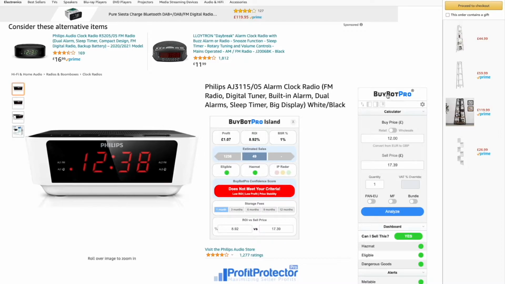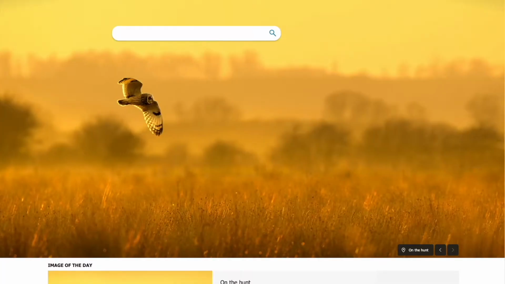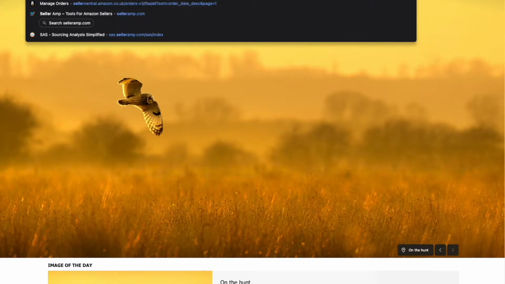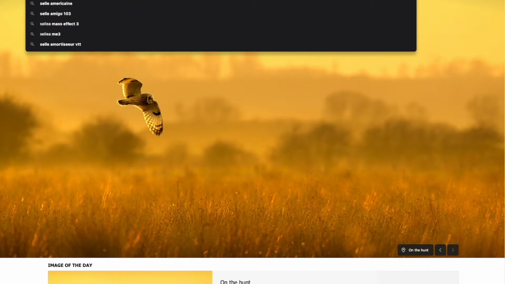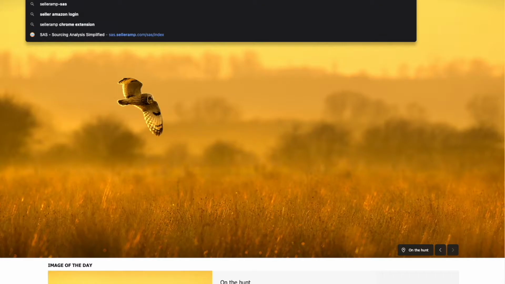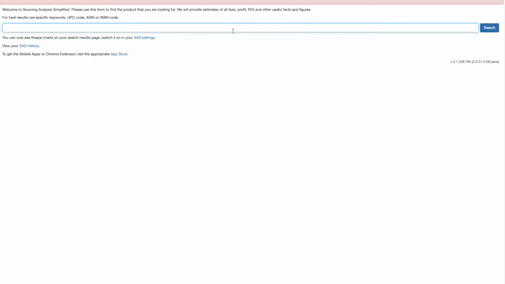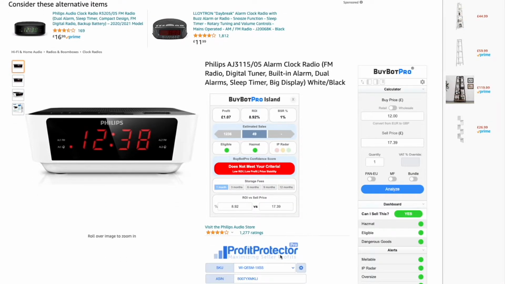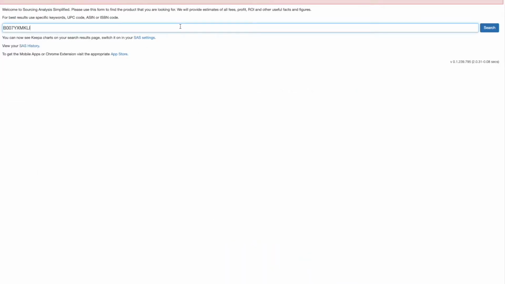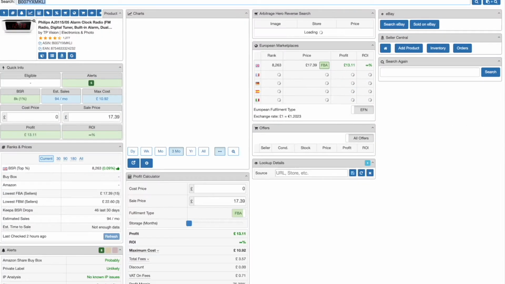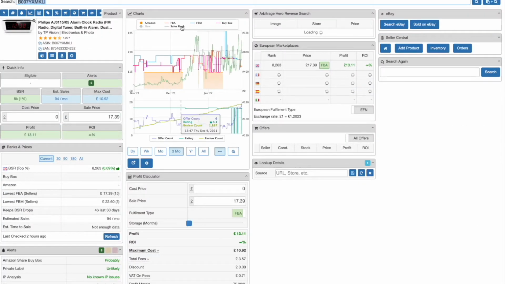Now, this is the Buybot Pro app. Unfortunately, this does cost money. There are 2 ways: you can either have the Buybot Pro app, or you can have something called SellerAmp. They both give you similar information. I'll just log in. This here is called the ASIN of the item. This is how Amazon identifies this item. If I were to copy and paste it here, I should get exactly the same information, but all on one page. Both have an extension.